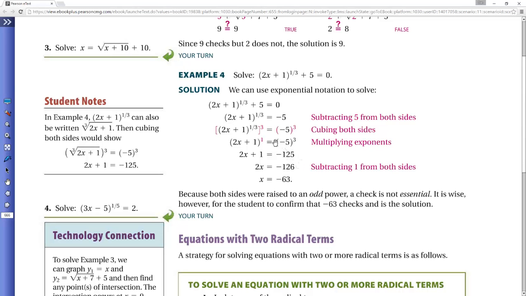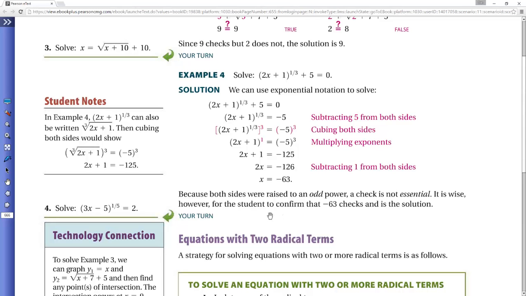Negatives make a difference. Don't forget the negatives. I hear a lot of students say, well, I just get the negatives wrong. Negatives are a big deal. Be careful. Okay. So I add a -1 to both sides to get 2x equals -126 and x equals -63.